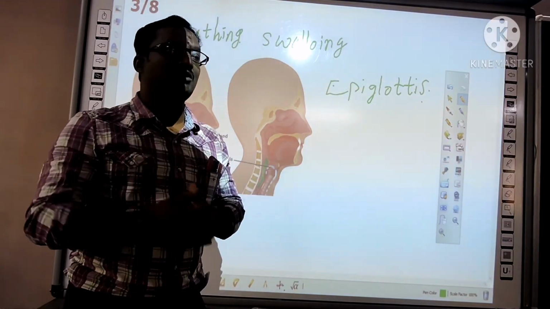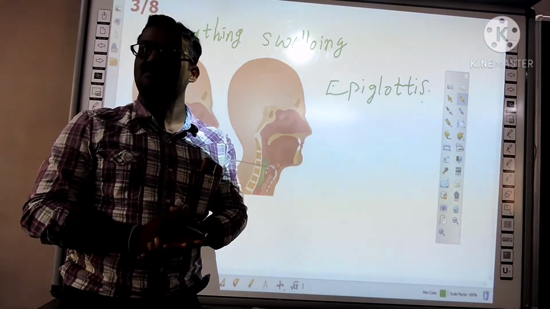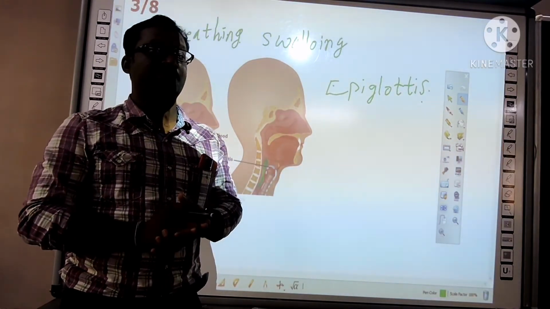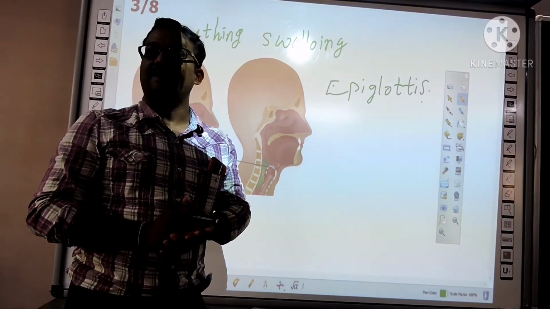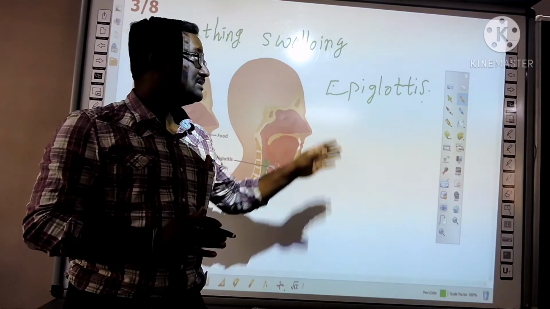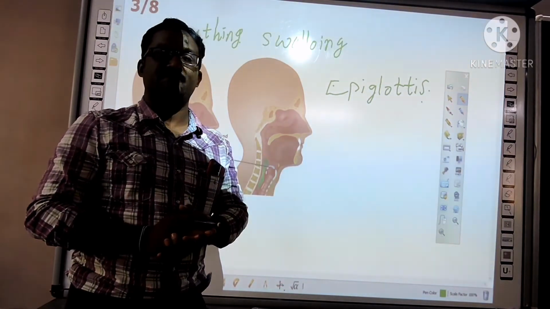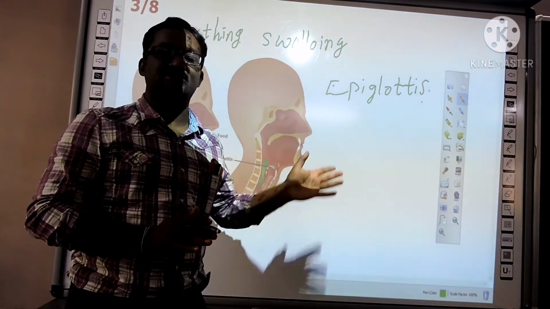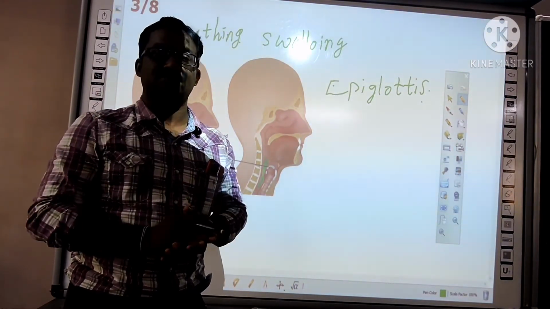But which one controls this movement of the epiglottis? The nervous system. The autonomous nervous system controls the movement of the epiglottis. It's an involuntary action. We cannot control it.